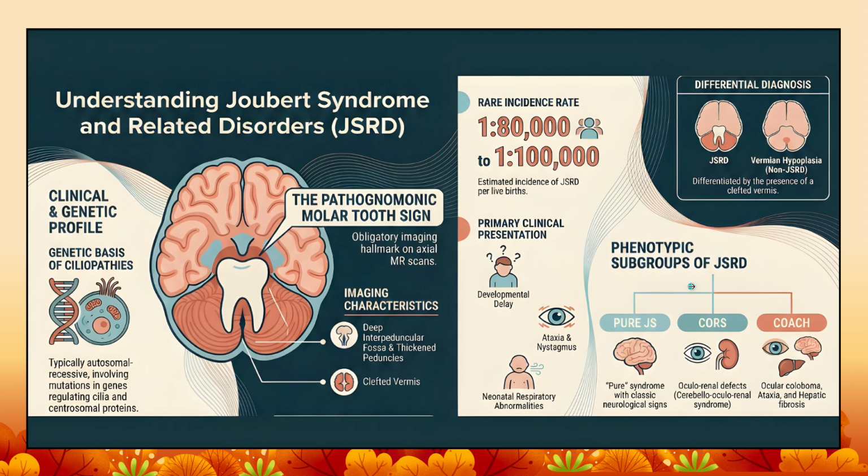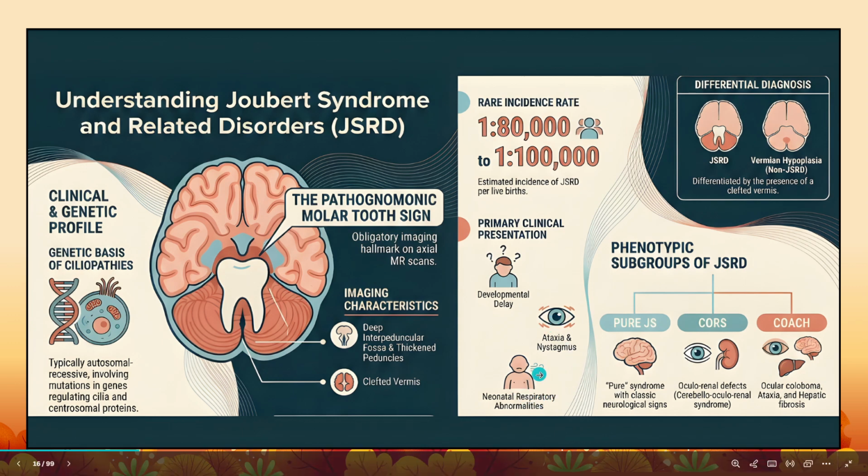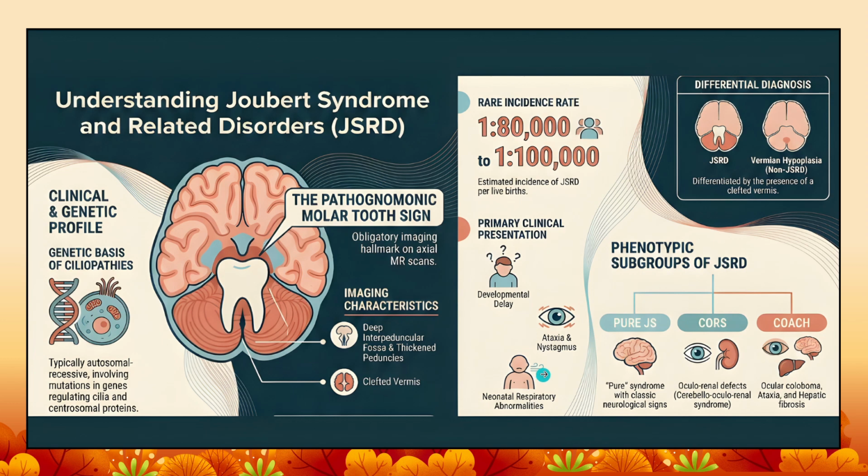This is the infographic image showing all the main features of Joubert syndrome and its related disorders. Here we can see the incidence is very rare, which is 1 in 80,000 to 1 lakh live births. They are also known as ciliopathies. The clinical presentation includes developmental delay, ocular abnormalities like nystagmus and respiratory abnormalities like hyperpnea and apnea.